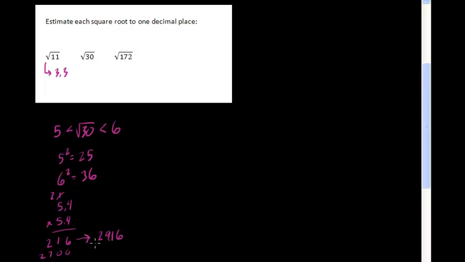This is really 100 times smaller. It's 29.16. So that's interesting. So what does that tell us? Well, that tells me that 5.4 squared equals 29.16. So the square root of 30 is above 5.4. So we go back to this and we can readjust. It's above 5.4, and I'm going to test 5.5 next.